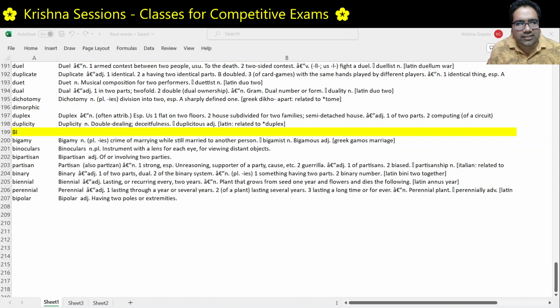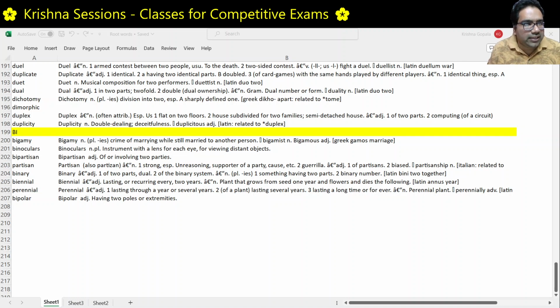Biennial. Annus means year. Annual, for example, is yearly, right? Biennial means every 2 years. Occurring every 2 years. A biennial convention means that it occurs every 2 years. In botany, biennials are plants that live 2 years, bearing flowers and fruits only towards the end of the second year. For example, carrots and sugar beets belong to this biennial category.